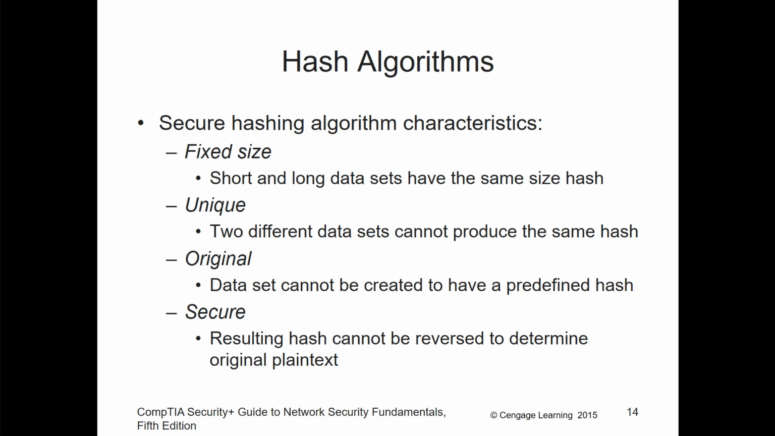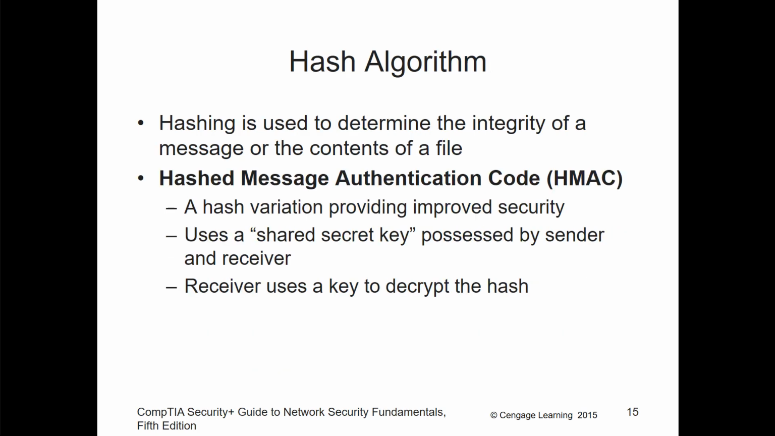Original, that's the data set that cannot be created or predefined as a hash. And then secure is the resulting hash cannot be reverse engineered. You cannot reverse a hashing algorithm to determine the original data. Hashing is used to determine the integrity of a message. And we have things like the hash message authentication code, or HMAC. And this is just a hash variation providing improved security.